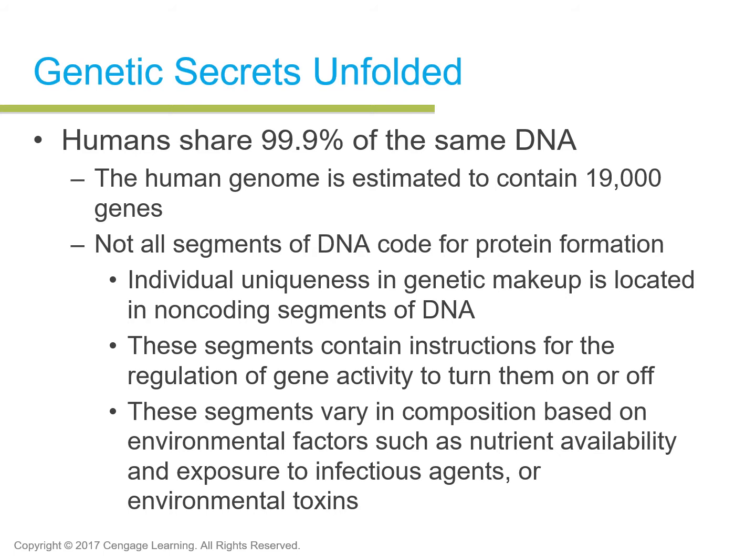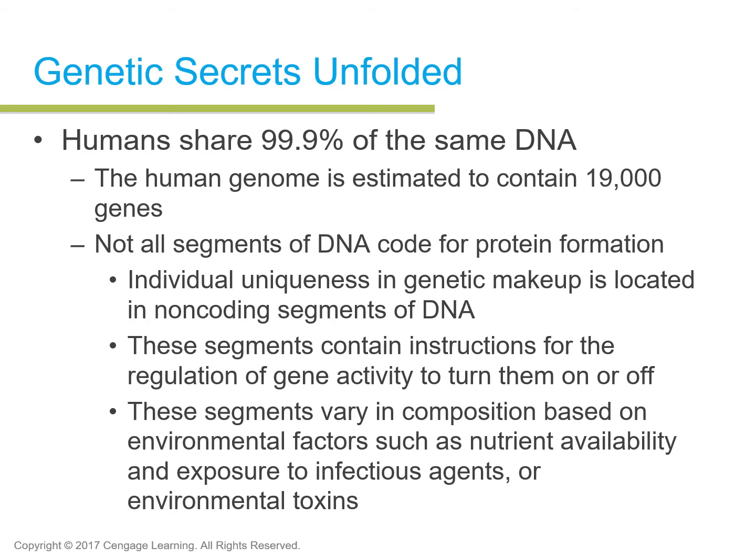Now, as humans, we are united as a species because we all share 99.9% of the same DNA. DNA stands for deoxyribonucleic acid, and we are in part unique as individuals due to that 0.1% difference. Again, the human genome is estimated to contain about 19,000 genes, and not all segments of the DNA code for protein formation. That 0.1% lets us have individual uniqueness in genetic makeup, which is located in non-coding segments of the DNA.